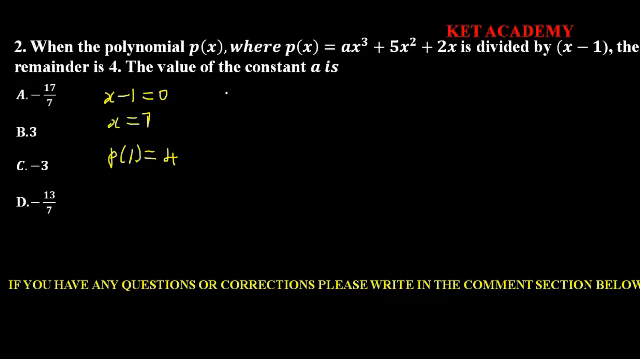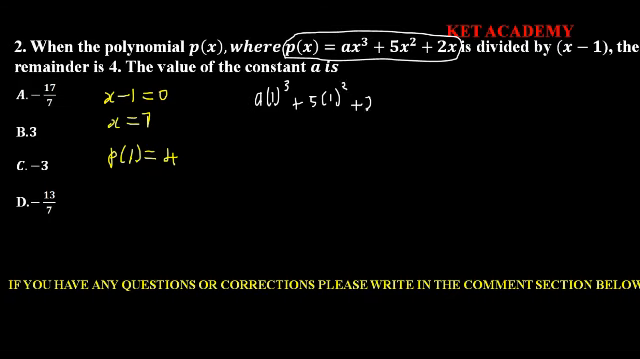We know our polynomial is a. This is our polynomial here. So we're going to substitute anywhere we see x, we're going to replace it with 1. So we're going to have a into 1 cube plus 5 into 1 squared plus 2 into 1. So this will give us 4.